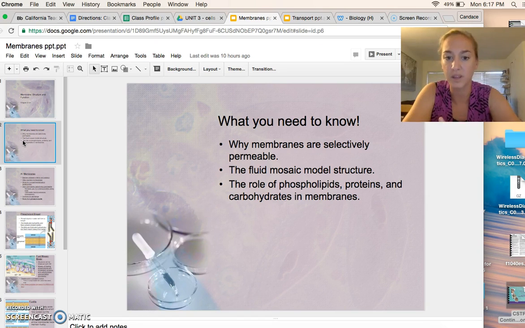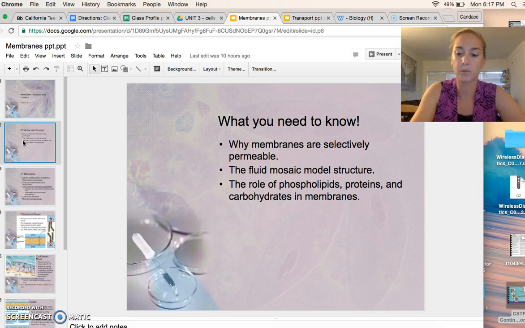Permeable means that they allow things to go through them. So if it's selectively permeable, the membranes only allow certain things through them. We're going to go over the fluid mosaic model structure for the membrane. And then we're also going to talk about the role of phospholipids, proteins, and carbohydrates in membranes.